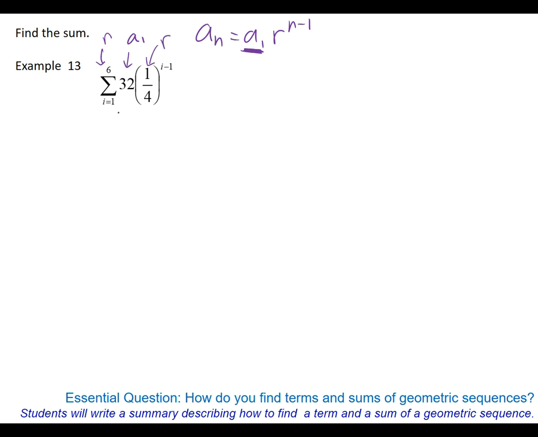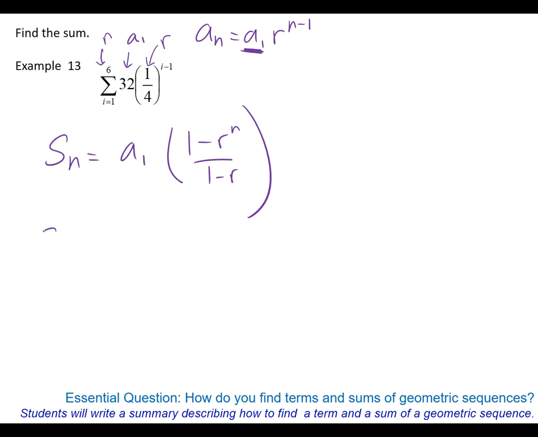Again, if I wasn't confident in my first term, could I plug 1 into it? That would calculate it for me. 1 minus 1 is 0, so we can zero out the exponent, make the 1 fourth 1, and 1 times 32 is 32. All right, so we're going to go into our S sub n equals a sub 1, 1 minus r to the n over 1 minus r. Again, writing it out every time, so let's just memorize it.